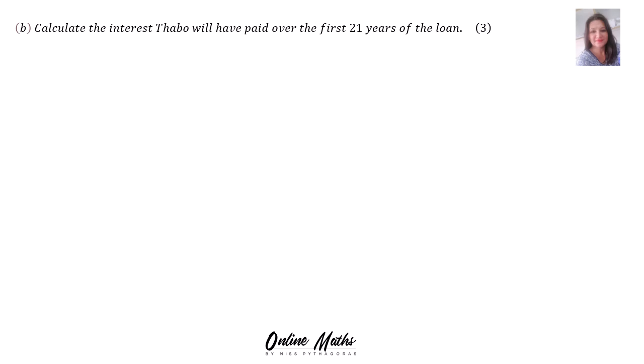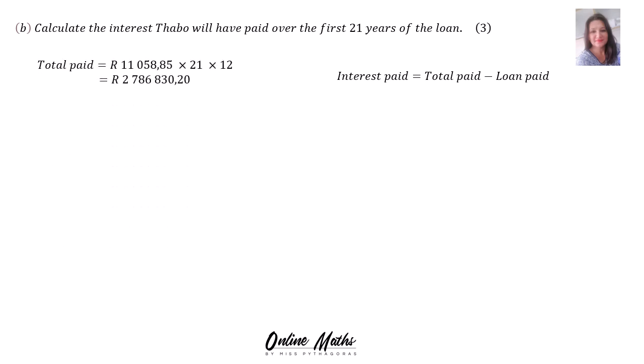In number B, calculate the interest Tabo will have paid over the first 21 years of the loan. So first of all, the interest paid is the total paid minus the loan paid. But let's decide first, what is the total paid? Do you agree? It's the X value, that monthly payment, times the 21 years, times 12 because it was monthly. So the total paid will be this 2.7.